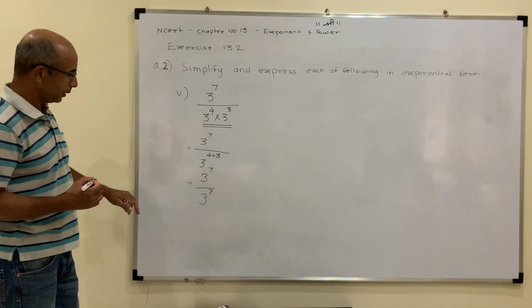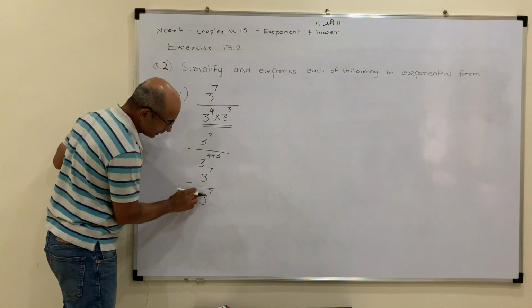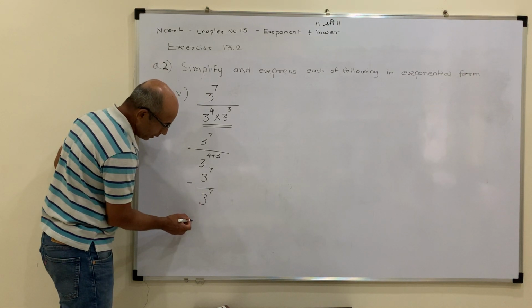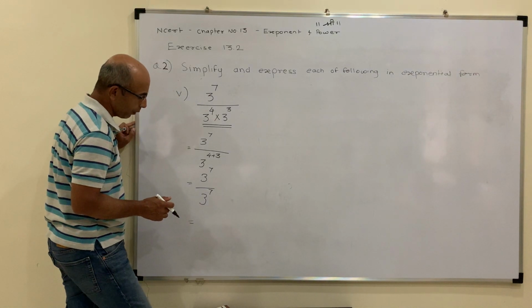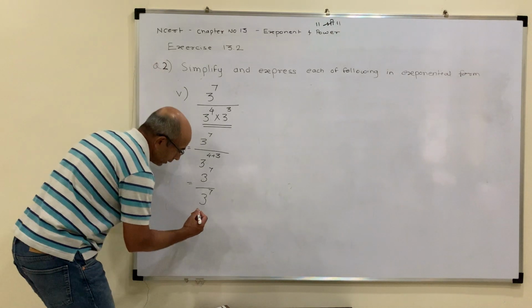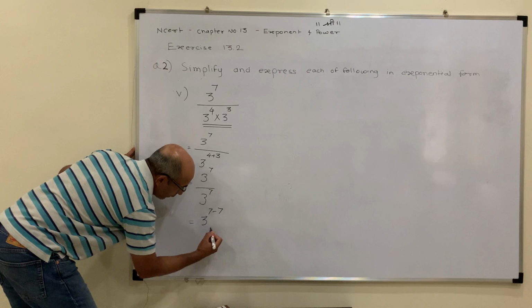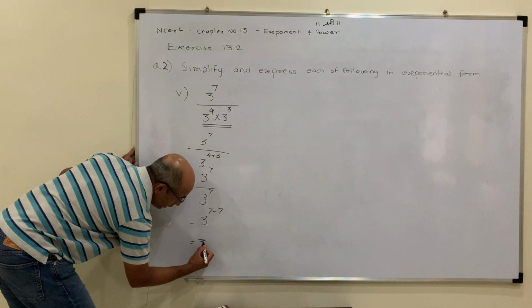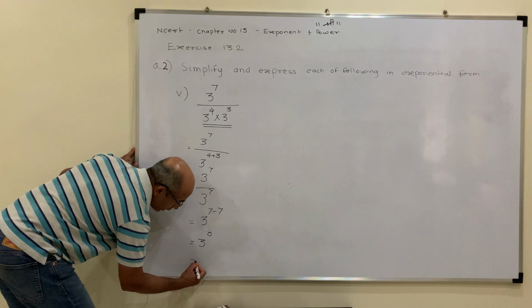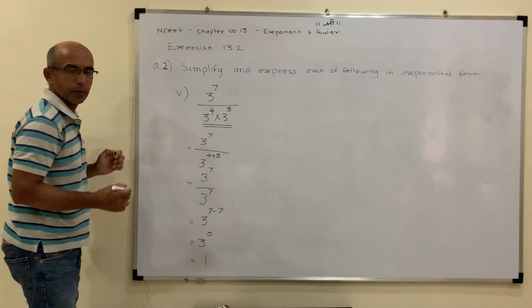So now 3 base is same, operation is division. So I will be subtracting power of denominator from the numerator. So 3 raised to 7 minus 7. So it comes out to be 3 raised to 0, and that is 1.